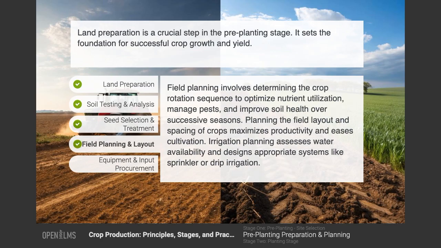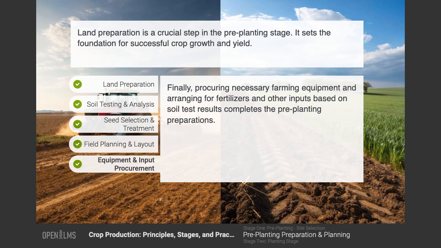Field planning involves determining the crop rotation sequence to optimize nutrient utilization, manage pests, and improve soil health over successive seasons. Planning the field layout and spacing of crops maximizes productivity and eases cultivation. Irrigation planning assesses water availability and designs appropriate systems like sprinkler or drip irrigation. Finally, procuring necessary farming equipment and arranging for fertilizers and other inputs based on soil test results completes the pre-planting preparations.